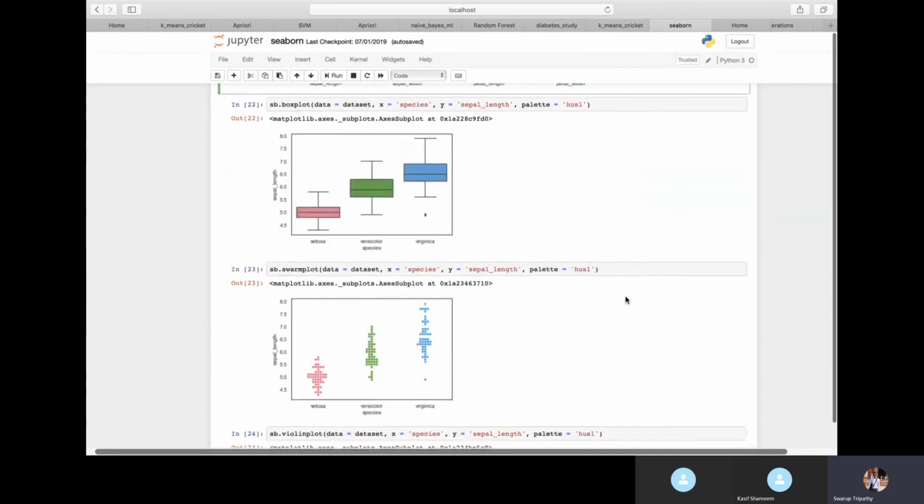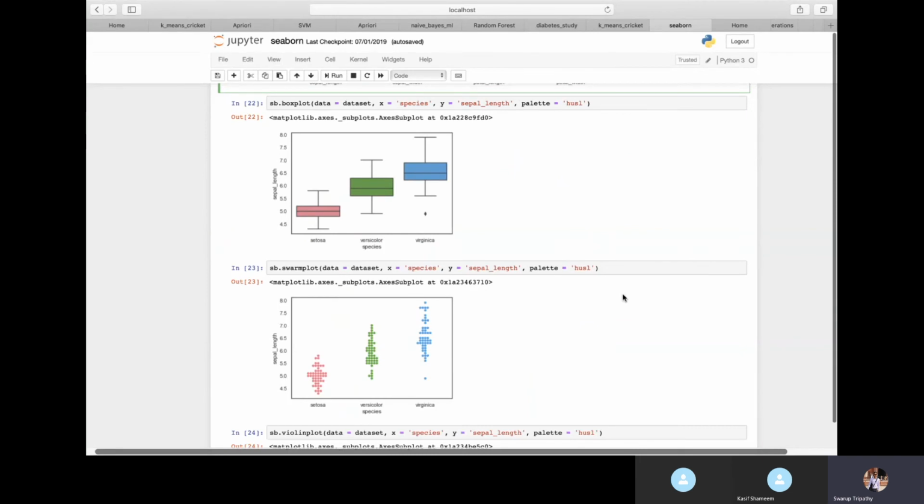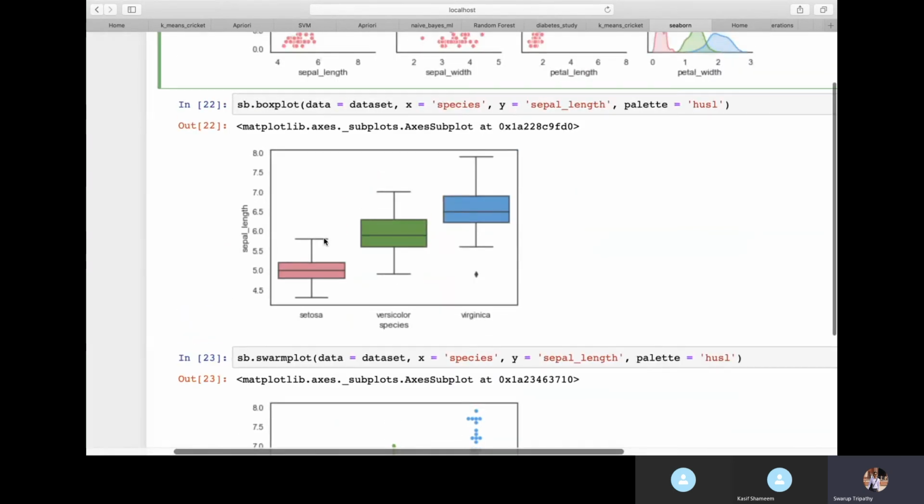Okay, next is box plot. Box plot we have done earlier. It shows how the data are clustered. We will discuss more on this box plot when we go to statistics. It's a statistical plot that shows the minimum value, the maximum value, and where the data is grouped together. If there is any outlier, we can also get it through a box plot. Here in virginica we have one dot outside the range, which is called an outlier.